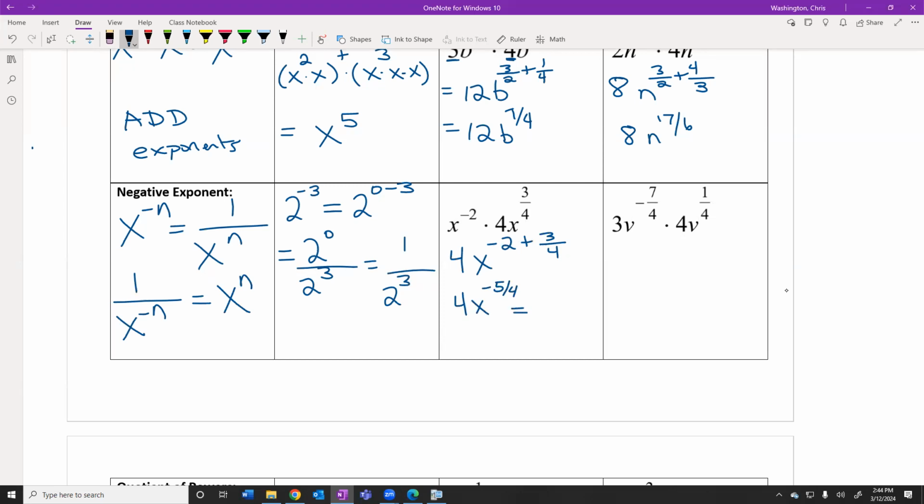Wait, what? I thought it would be 1 over x to the 2. How did you get 4x to the negative 5/4? I went ahead and used this property up here. We were adding the exponents. I added the exponents together first, because we can add exponents whether they're positive or negative. That doesn't matter. I would probably just use this negative exponent property at the very end, if I add them together.